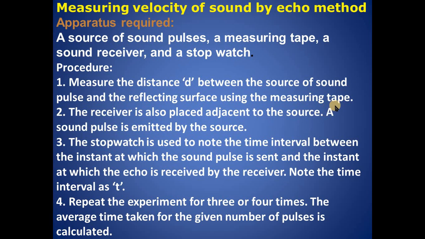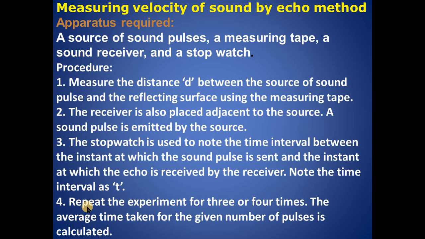Procedure: first point, measure the distance d between the source of sound pulse and the reflecting surface using the measuring tape. Second point, the receiver is also placed adjacent to the source. A sound pulse is emitted by the source. Third point, the stopwatch is used to note the time interval between the instant at which the sound pulse is sent and the instant at which the echo is received by the receiver. Note that time interval as t.